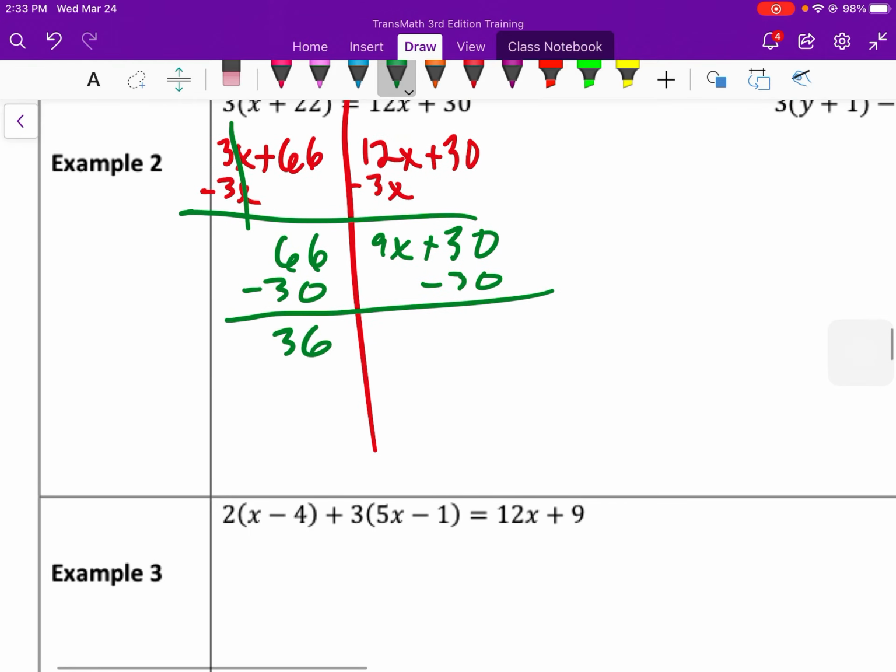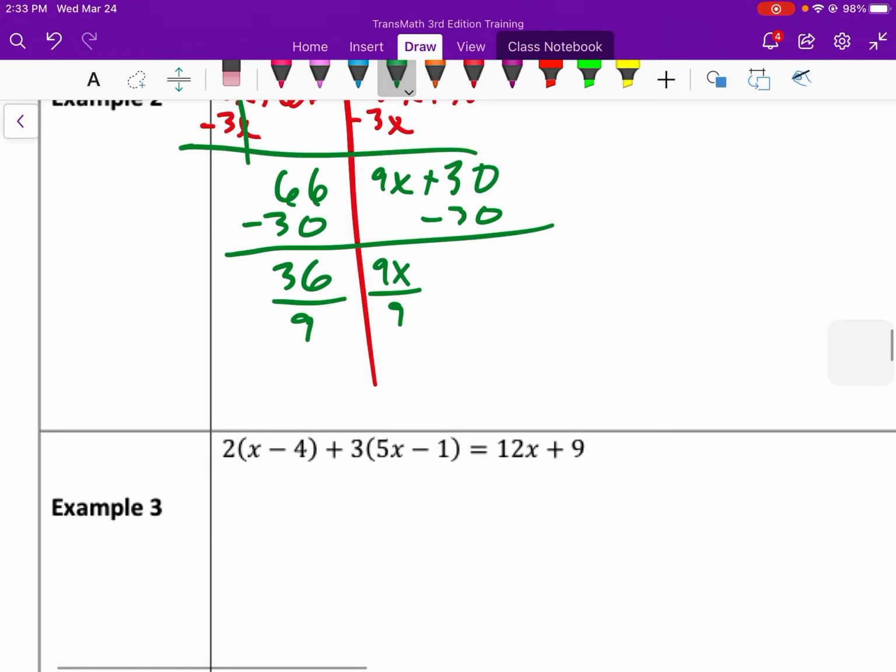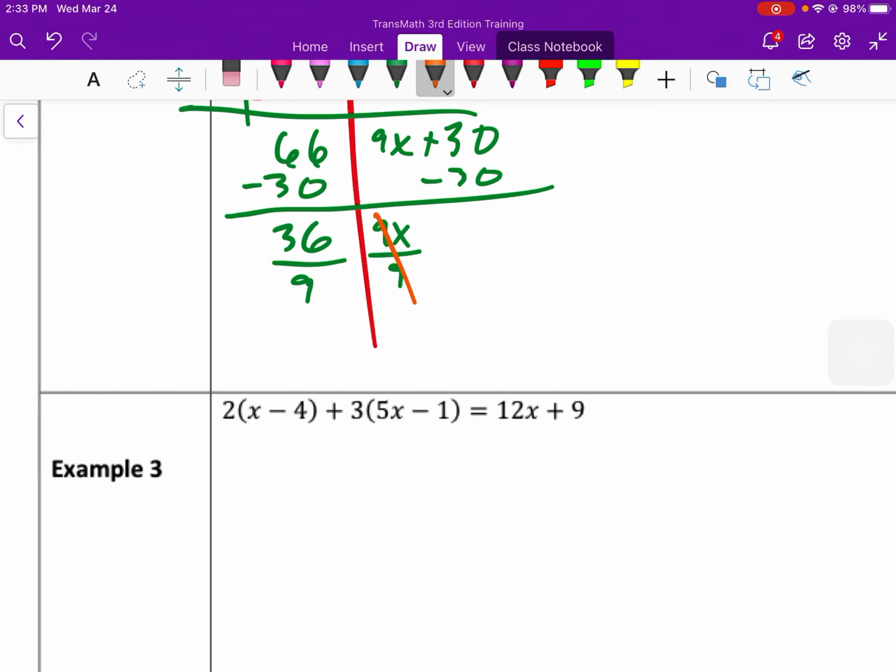So then I have 36 equals 9x. Now that it's a product, the inverse would be to divide both sides by 9. So then I have 4 equals x.